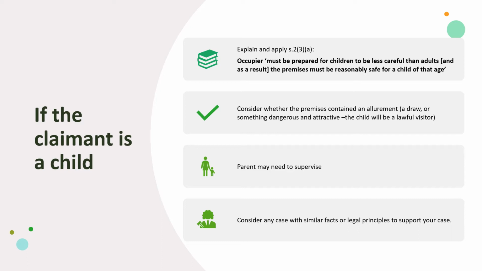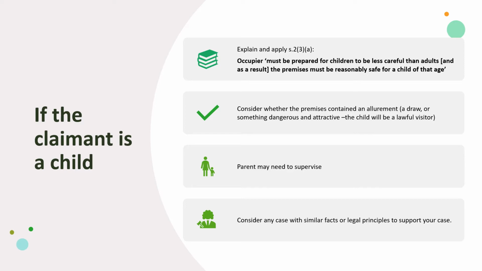Now consider then whether the premises contained an allurement. So this is something a draw or something dangerous and attractive. Now if there is something which is a draw or dangerous and attractive, then we need to make sure this is not attractive or that the person, the child in this case, cannot access it.